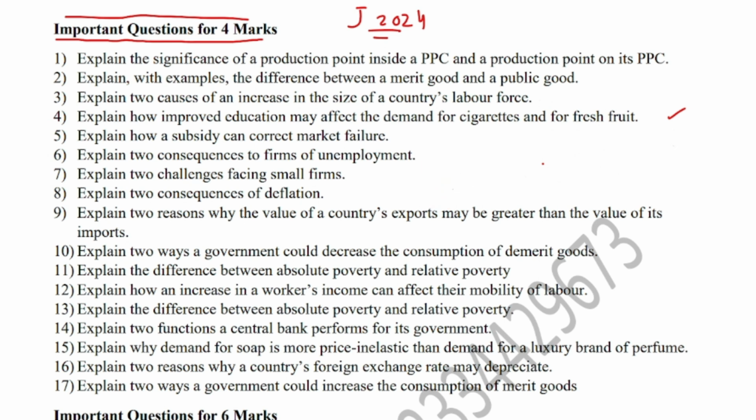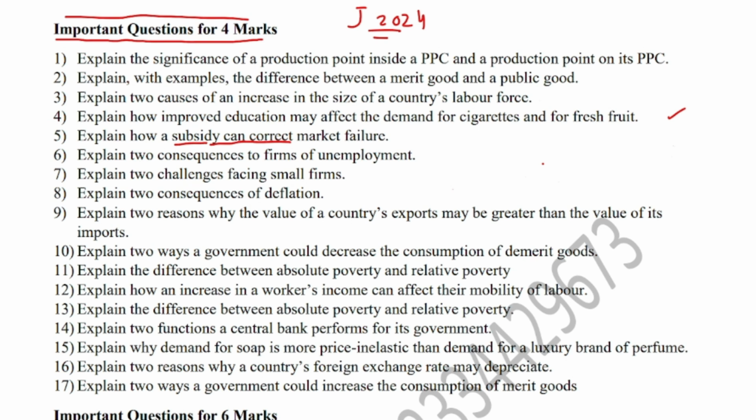Question number 5 is explain how a subsidy can correct market failure. Market failure is basically caused by underproduction of merit goods generally, or overproduction of demerit goods. But once the examiner is asking about subsidy, it means he is focusing on merit goods. Market failure caused by merit goods. Merit goods are the goods that are beneficial to everyone, such as plantation, education, and vaccination.